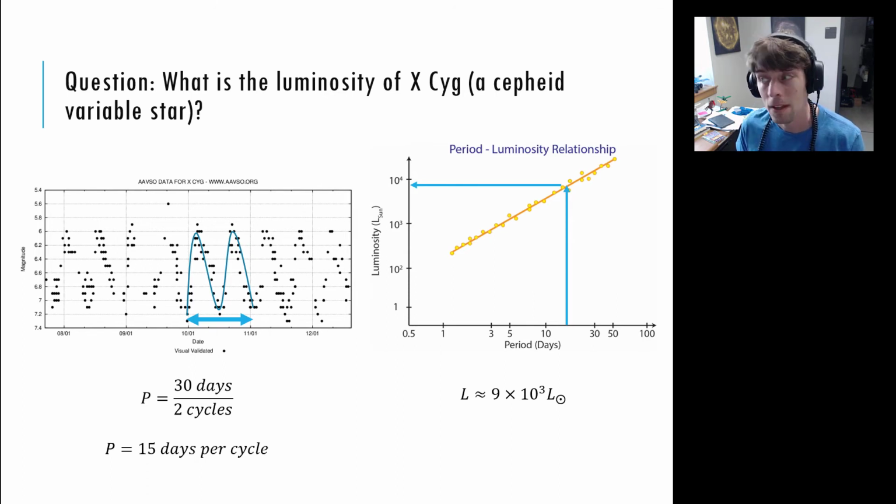Okay. So now we're halfway. The goal, remember, is how can we use these Cepheid variables to estimate distances? And now we're at a good place to do that. We have the luminosity of the star.